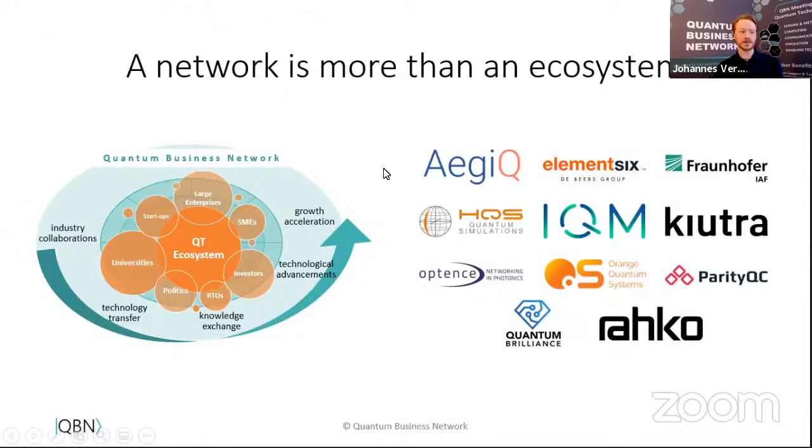So I think a network is more than an ecosystem. In an ecosystem, every person and every organization is in charge of their own partnerships, of their own developments, of their own business developments. And adding a cluster management that supports all stakeholders in this ecosystem and manages the collaboration processes within the ecosystem provides an additional value.